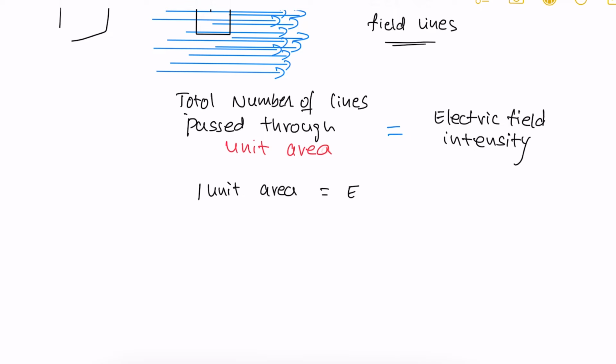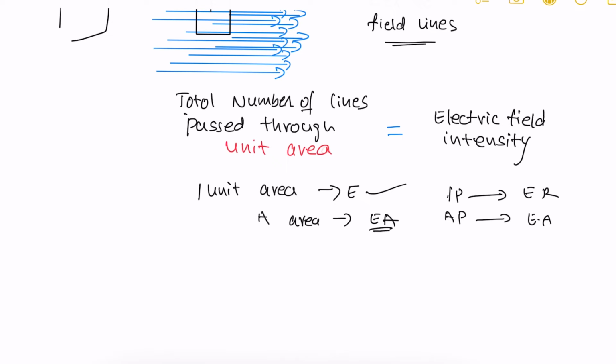Suppose we take an area. How many lines pass through this one? That is simple logic, that is E into A. Suppose one pen costs E rupees. Now I want A pens. So how much is the cost for A pens? That is E into A. Yes or no? Like this one, for unit area, the number of lines is E. So for area A, the number of lines is E into A.